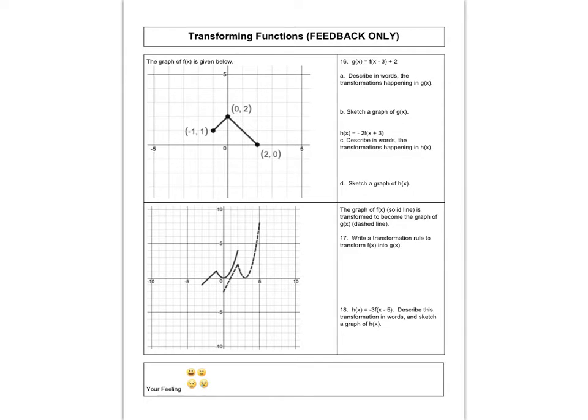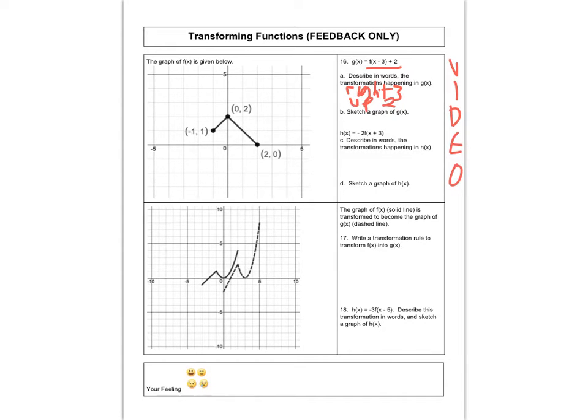Finally, we've got transforming functions. We've got a picture and we've got some descriptions of what's going on here. I'm going to do the first top part as the video. I'm not going to do the bottom part today. Here we've got f of the quantity x minus 3 plus 2. I know that x minus 3 is going to tell me that we're going to the right 3 units. And then plus 2 means that we're going up 2 units. That's enough in order to get credit for this.